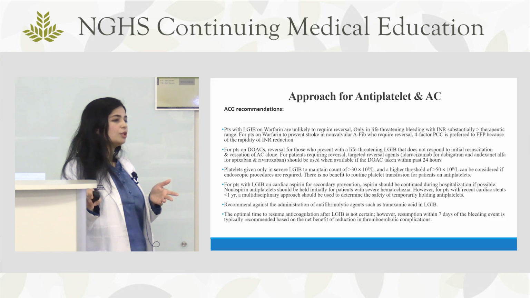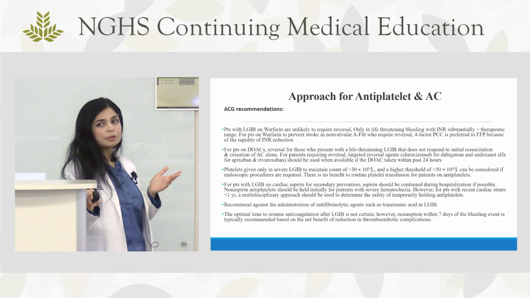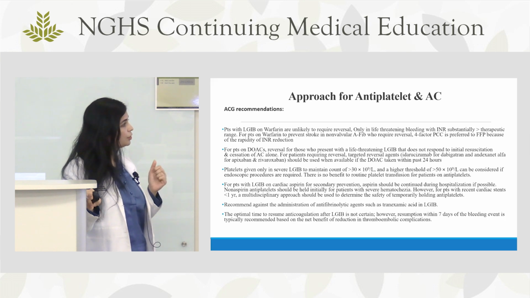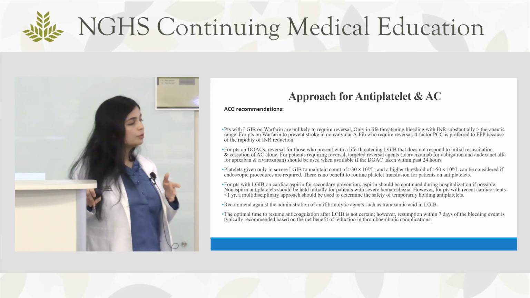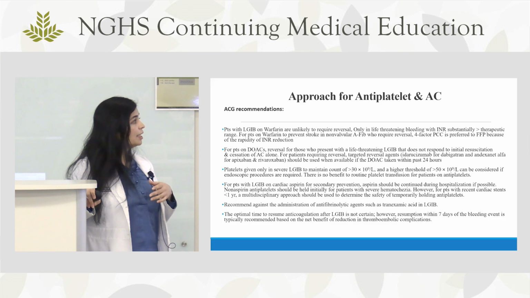How low would you want the INR to be before you were to consult GI for an endoscopy? What's their cutoff? 2.5. 2.5 is when they can safely perform any sort of procedures. For patients that are on DOACs, again, if it's a life-threatening bleed and they're not responding to fluids and all of that, then if you have those reversal agents available at your facility, definitely use them.